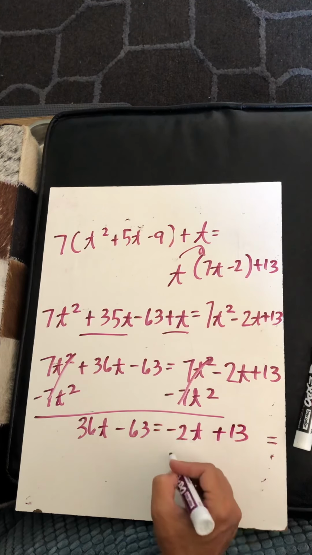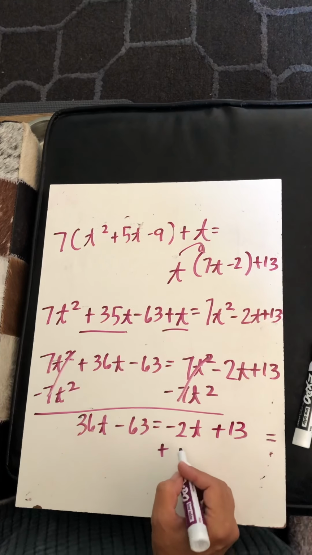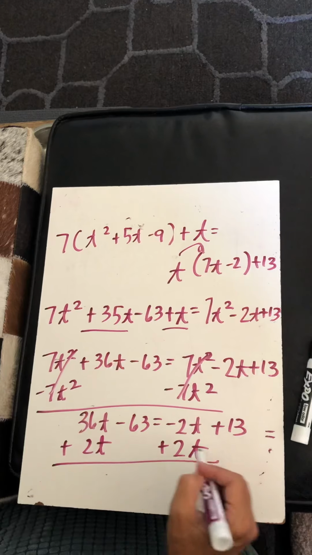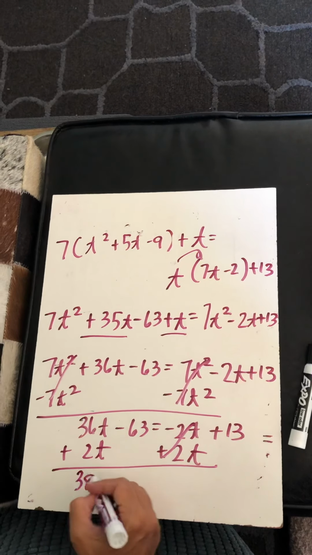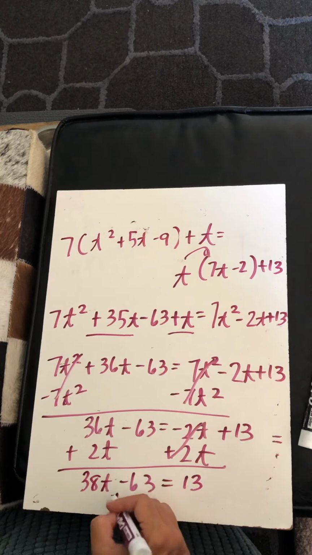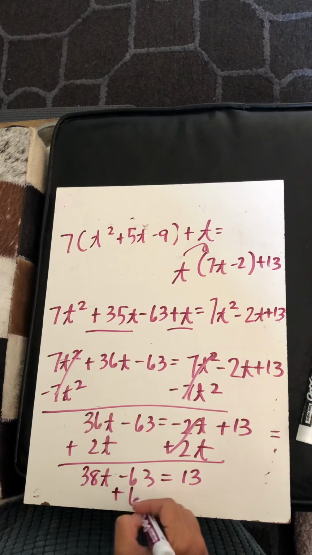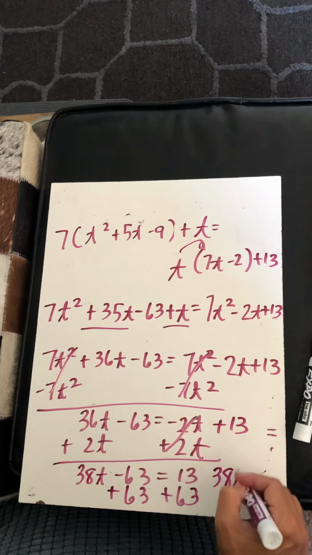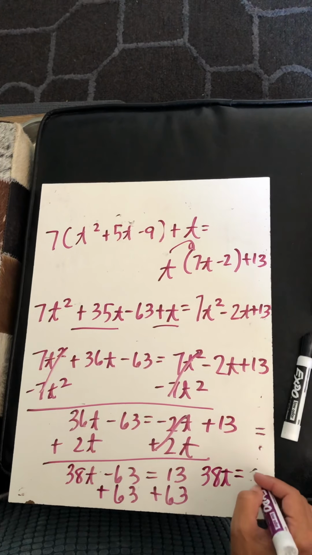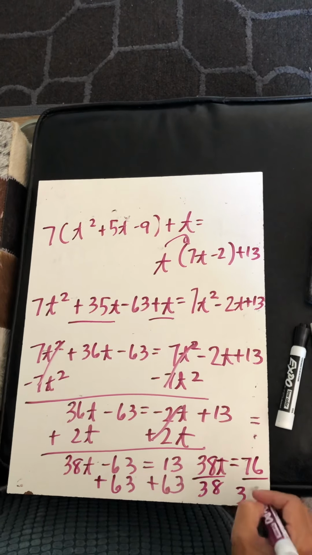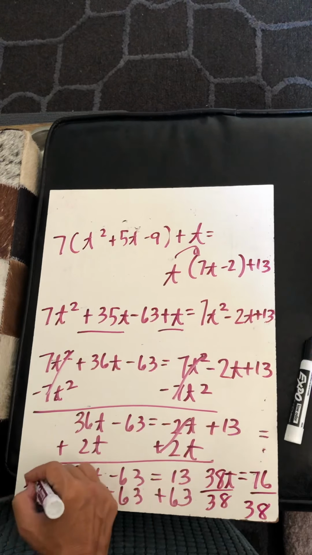So now I'm going to get the variable on the one side. So I'm going to add 2t to each side. So I have 38t minus 63 equals 13. Go ahead and add 63 to each side. So you're left with 38t equals 76. Divide each side by 38, and you get t equaling 2.